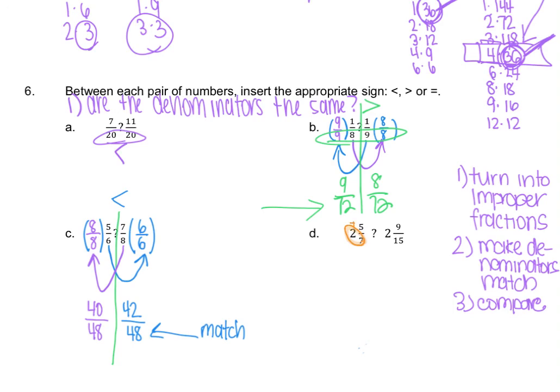7 times 2 plus 5. 15 times 2 plus 9. So 7 times 2 is 14 plus 5 is 19 over 7. 15 times 2 is 30 plus 9 is 39 over 15. We're setting up our parentheses on both sides, multiplying by 15 over here, multiplying by 7 over here. So 15 on the top and bottom here, multiplying by 7 over here.